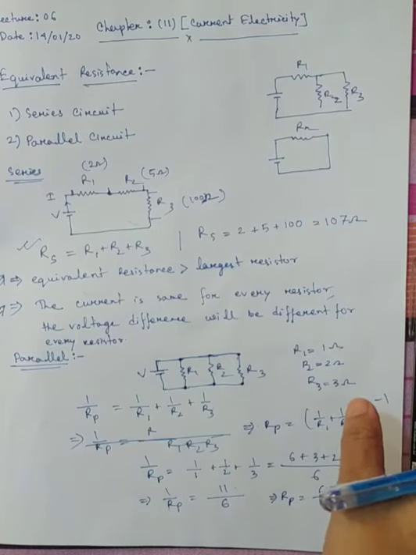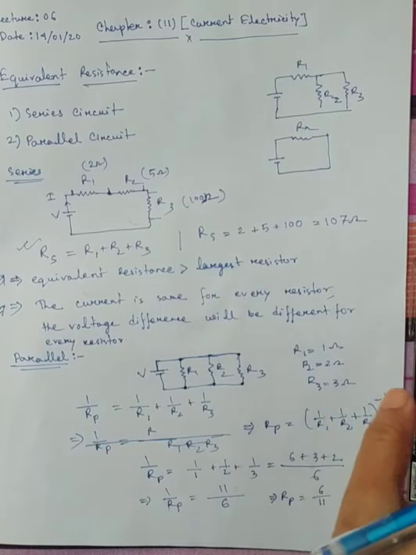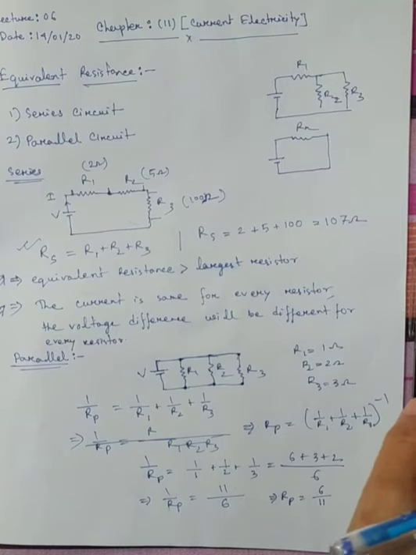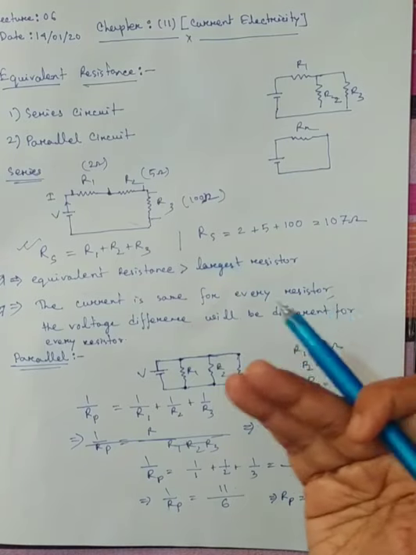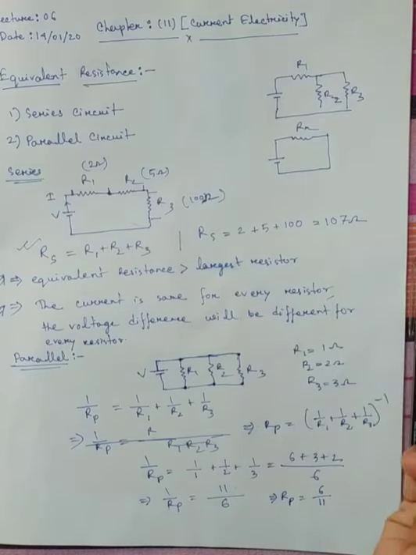how to simplify, how to measure the total equivalent resistance of a combinational circuit, and how to measure the total current, we will try to know in our next class.